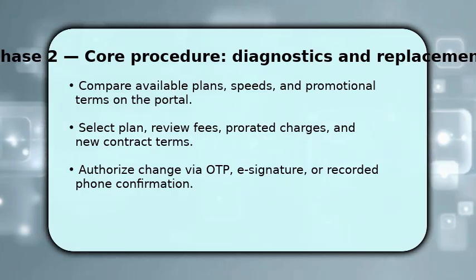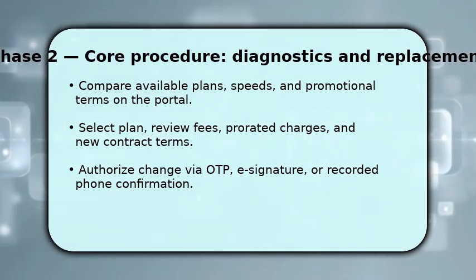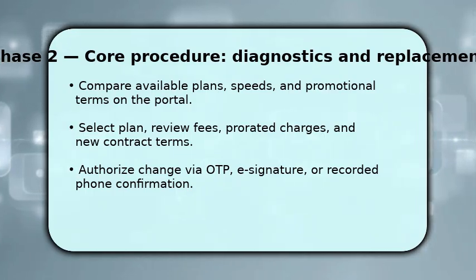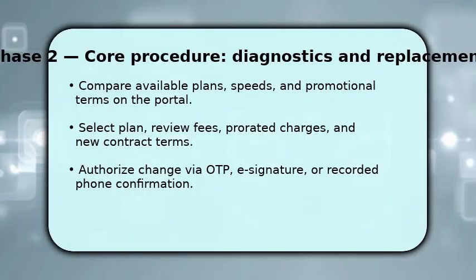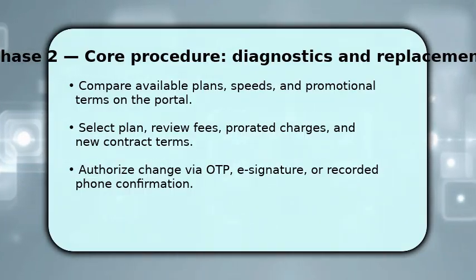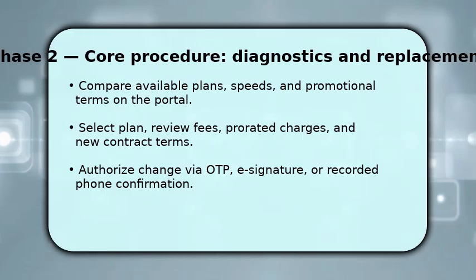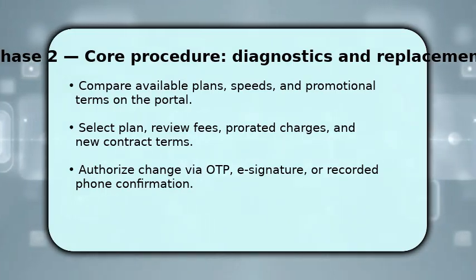Then authorize the change. PLDT will require an OTP to your registered mobile, an e-signature in the portal, or recorded phone confirmation. After authorization, you will see a summary. Confirm it, because this sets the new billing and service start date.